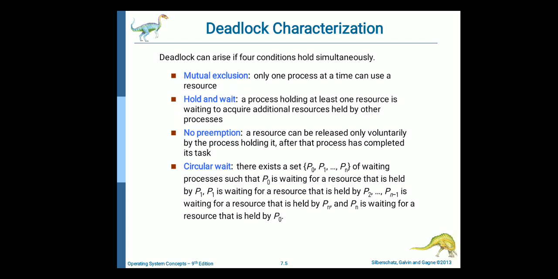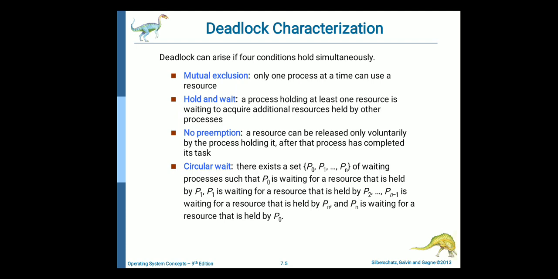Next, no preemption. A resource cannot be preempted from a process by force. A process can only release a resource voluntarily. For example, process 2 cannot preempt resource R1 from P1. It will only be released when P1 releases it voluntarily after its execution is completed. This one is no preemption.